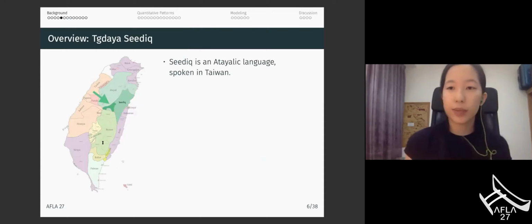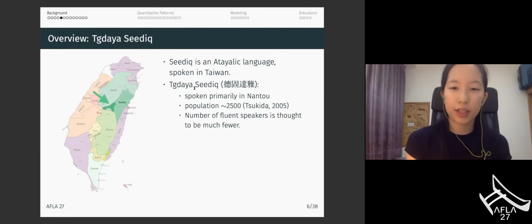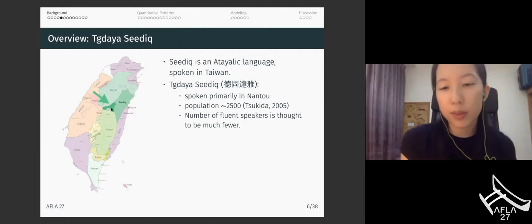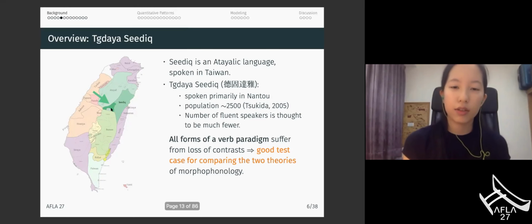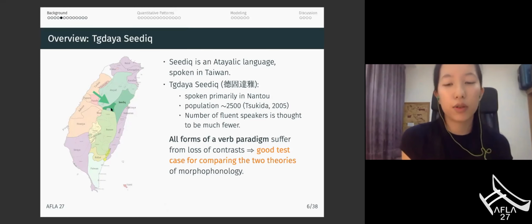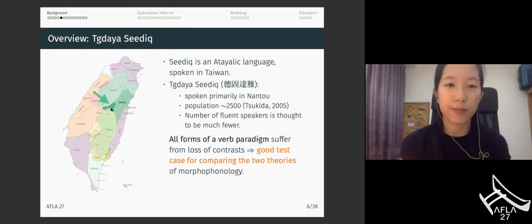So today I'm going to be comparing these two theories by looking at data from Tgdaya Seediq. Seediq is an Austronesian language spoken in Taiwan, and the dialect I'm looking at is spoken primarily in Nantou. So the Tgdaya population is about 2,500, but the number of fluent speakers is thought to be much less than that. So of interest to us today is the fact that all forms in the Seediq verb paradigm suffer from some kind of loss of contrasts. And this makes it a good test case for comparing between our two different approaches to morphophonology.